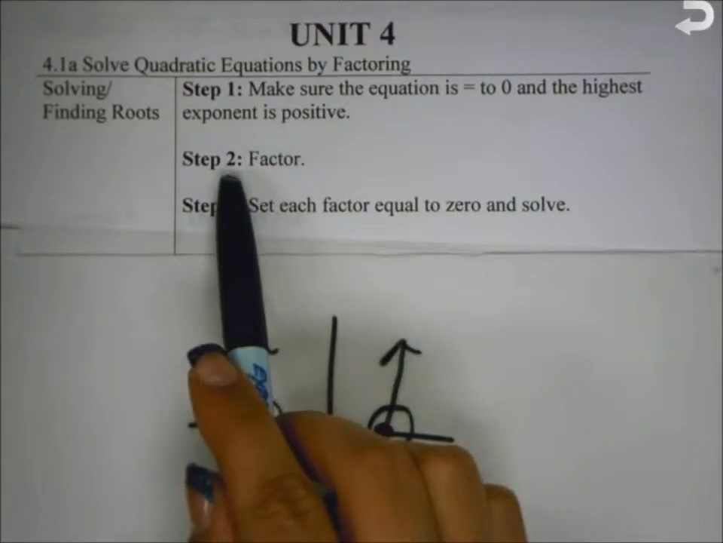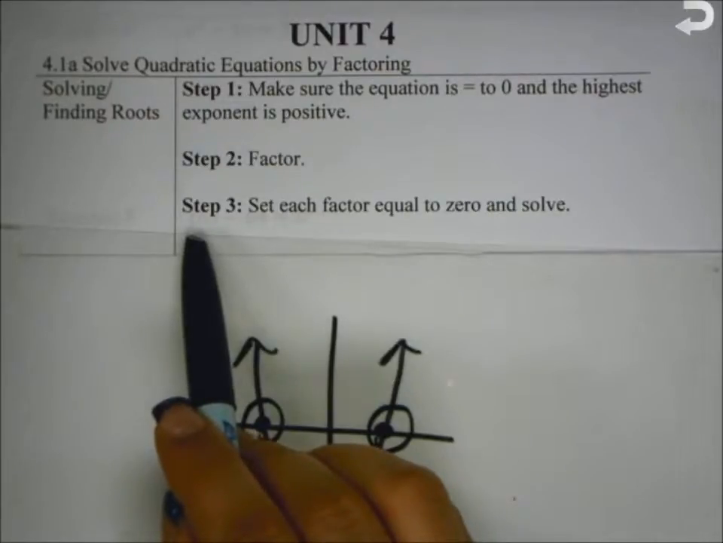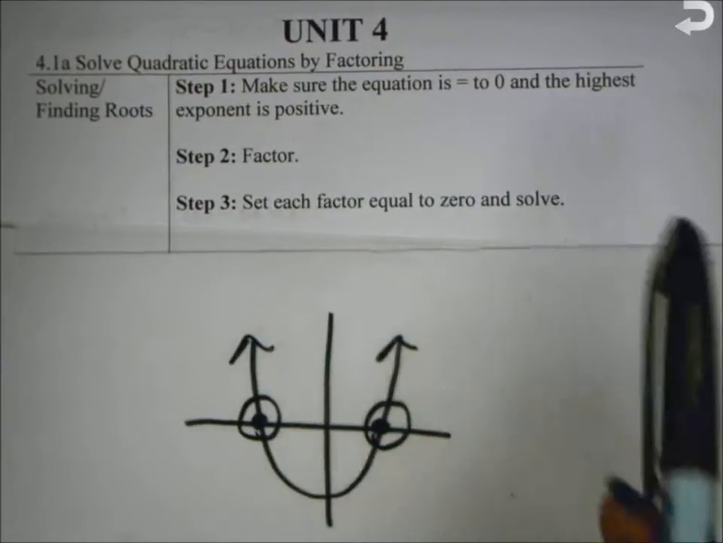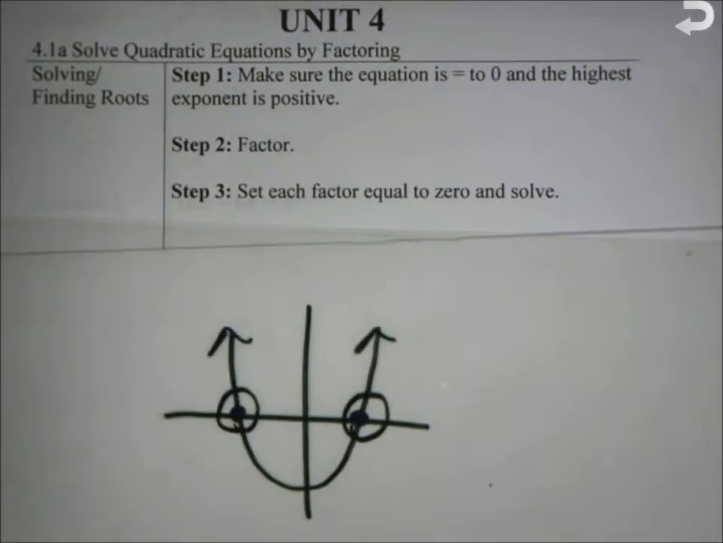Step 2, we just factor like normal using all of our different factoring techniques. And then step 3, we need to set each factor equal to 0 and solve. So we're actually going to have 2 or sometimes 3 different terms.